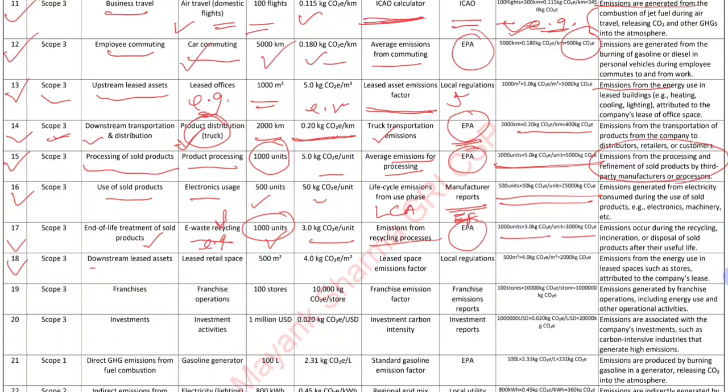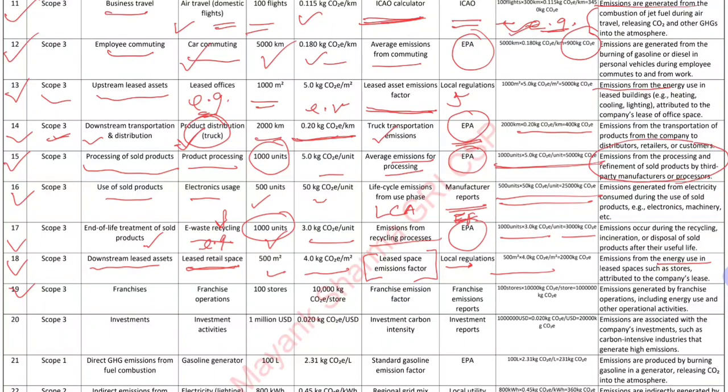Then Scope 3 calculation again for downstream leased assets, leased retail spaces. This is the example, retail spaces, let's say 500 square meters. This is the leased space, and this is the emission factor per square meter. The leased space emission factor is as per the local regulation, as we have discussed earlier. Basically, in the space which is leased, we are consuming energy, so energy use in the leased space, such as stores, is attributed to the company's lease.